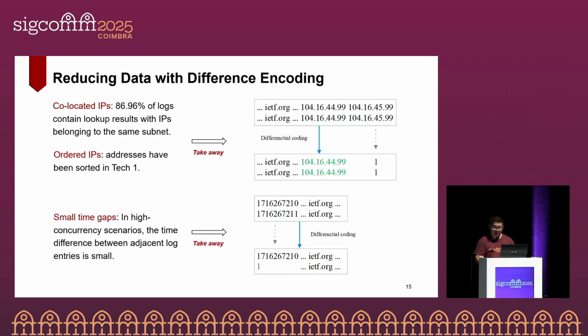The other key part of DNSLogzip is the reducer, which focuses on shrinking the preprocessed file size. We do this using different encodings for both addresses and timestamps. First, many IP addresses in a lookup result belong to the same subnet, so we just store the differences between them. Second, for timestamps, when many logs arrive within milliseconds, we only record the time difference from the previous entry. This helps cut down the data size significantly.